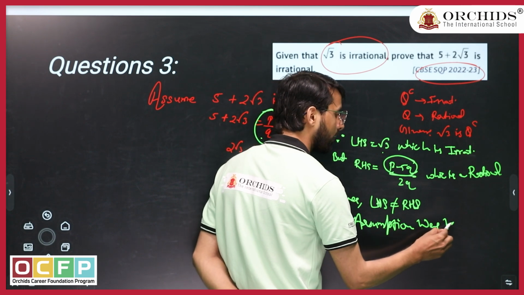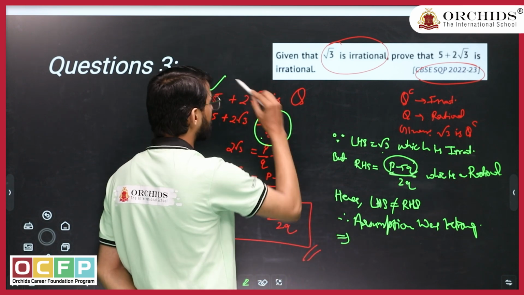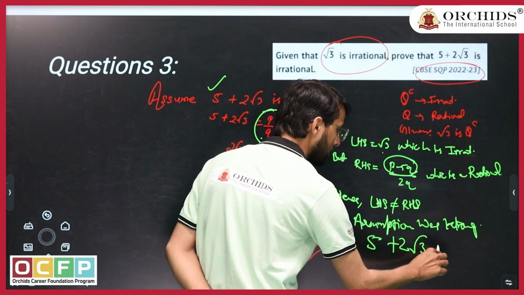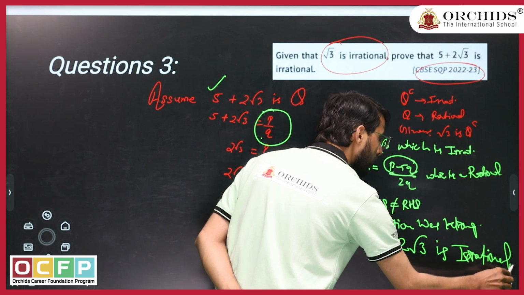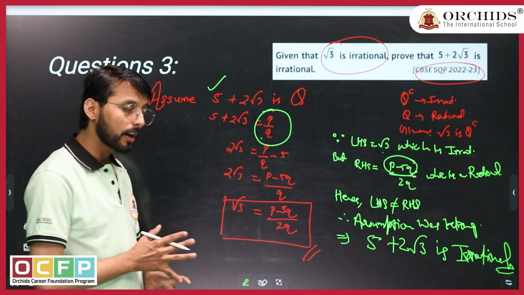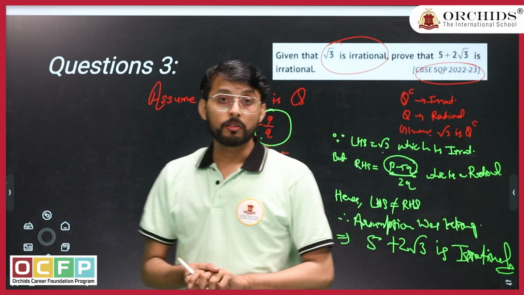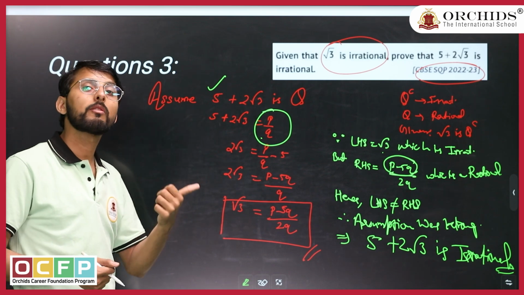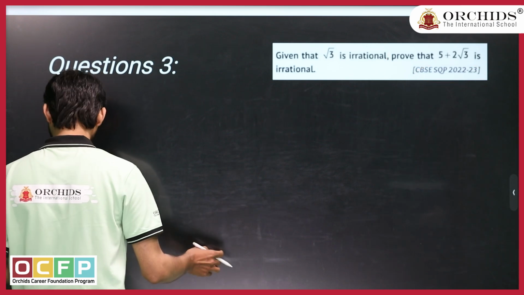Assumption was wrong. And if the assumption is wrong, it implies that the given number 5 plus 2 root 3 is irrational, because we have assumed it as rational, but it is coming out as an irrational number. Similar kind of questions, we have solved. This is question number 3 only, because in question 2 I have given you one question as homework. So we are moving towards question number 4 of today's topic.